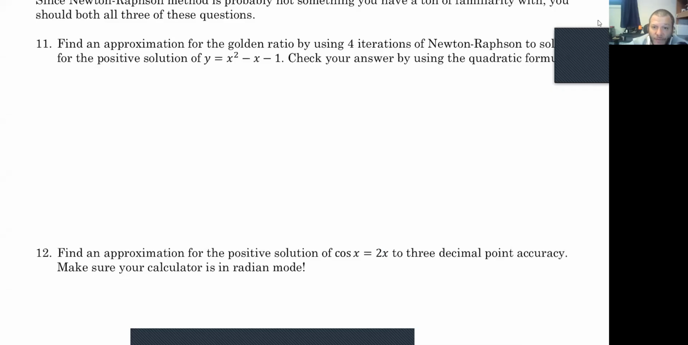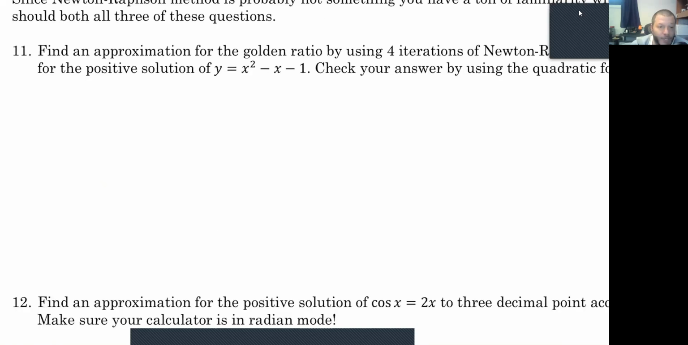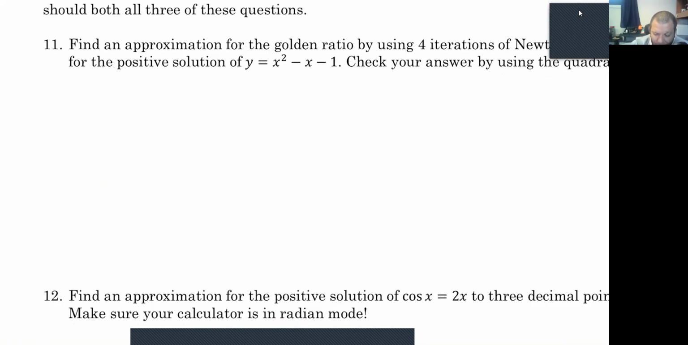All right, so question number 11, we got some Newton-Raphson method. I'm going to use technology on question number 11 eventually. But for starters, I'm going to do it kind of like it's back in the day when we didn't have technology. So let's also look at this using, say, Bolzano's theorem.